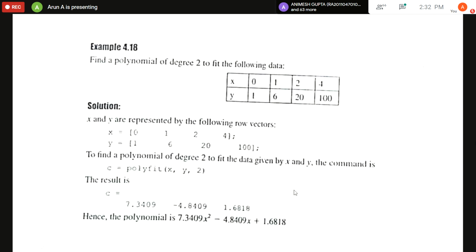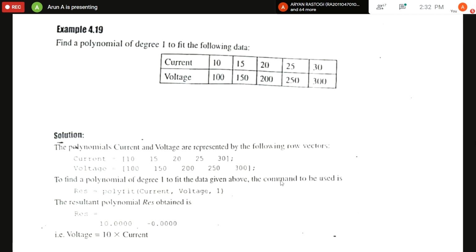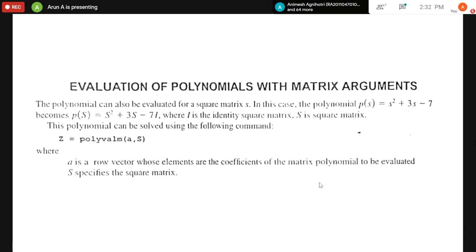So once you derive these values, you have to form the polynomial, it is 7.3 minus and so on. Okay, so this is the curve fitting. So we have developed an equation, that's what matters. Okay, so I think one more, this is about current and voltage, and in the question they have given the data. So it's like use the commands and do the fitting, right? And the last thing is evaluation of polynomials.